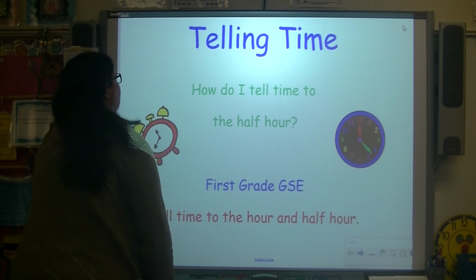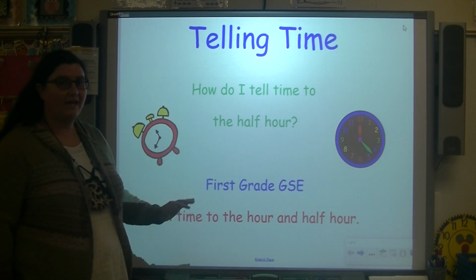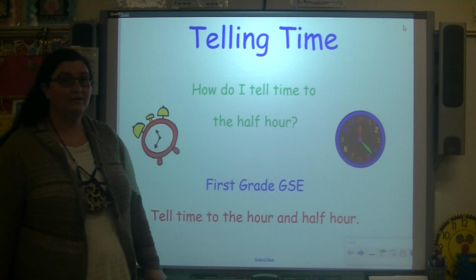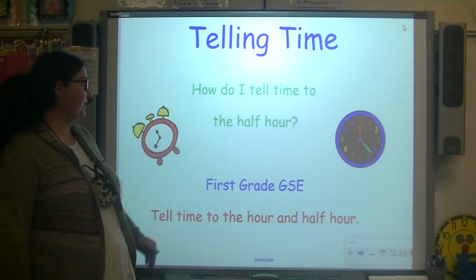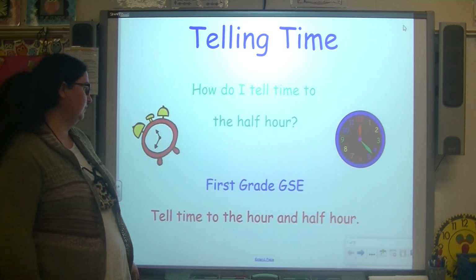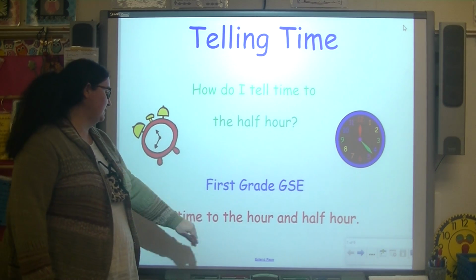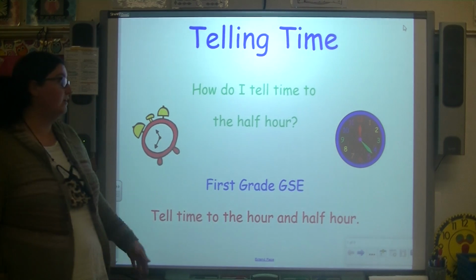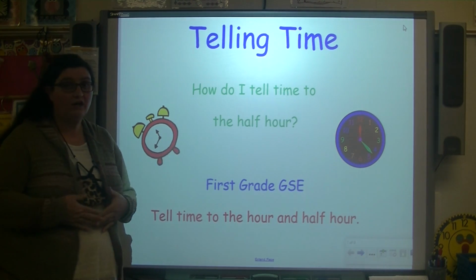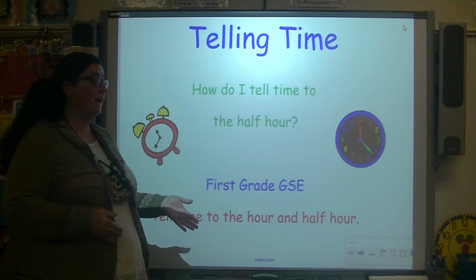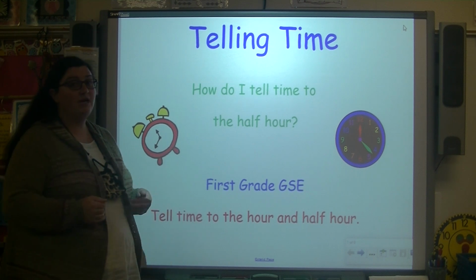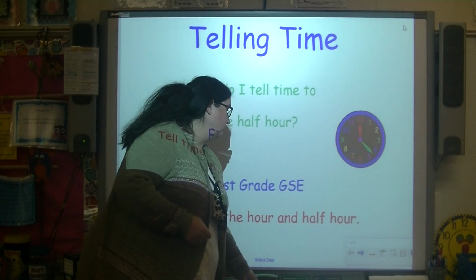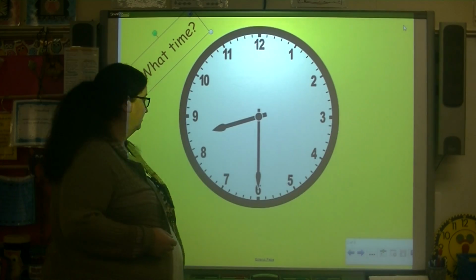Class, we're going to review time to the half hour this week before we move on to our second grade standard. So how do I tell time to the half hour? Your standard says that you're able to tell time to the hour and half hour. That means you can read a clock that shows time to the hour and half hour, and you can make that time yourself on a clock. All right, so let's review.